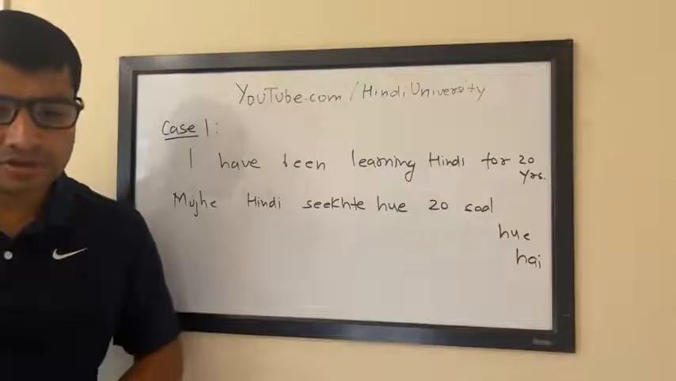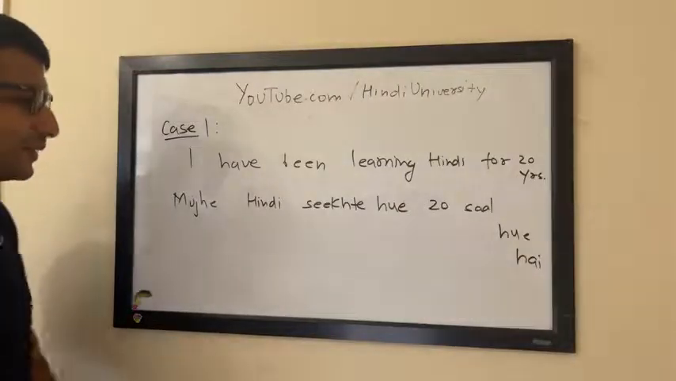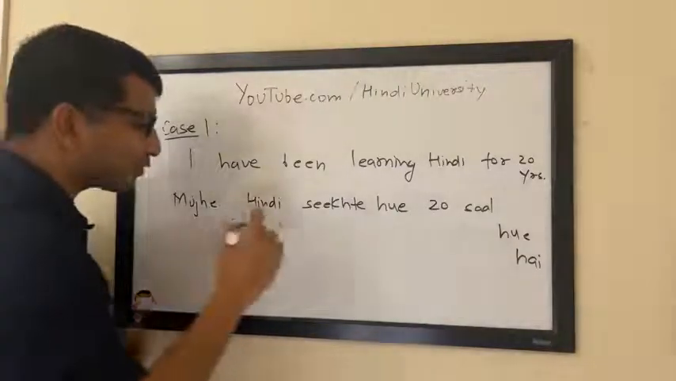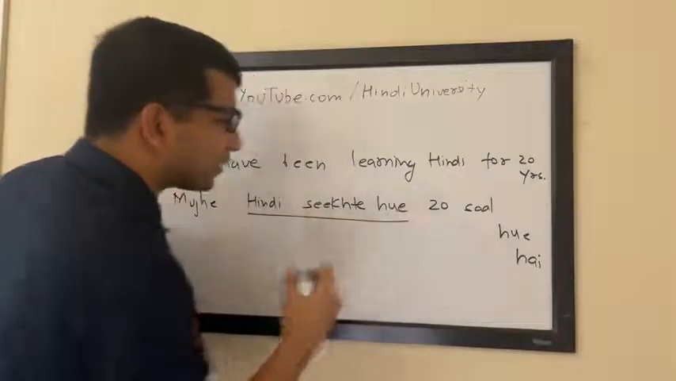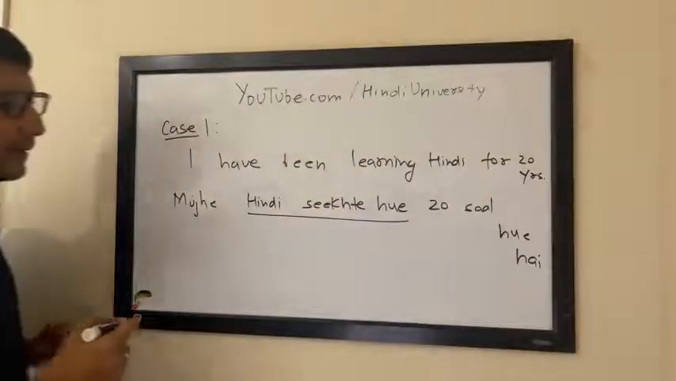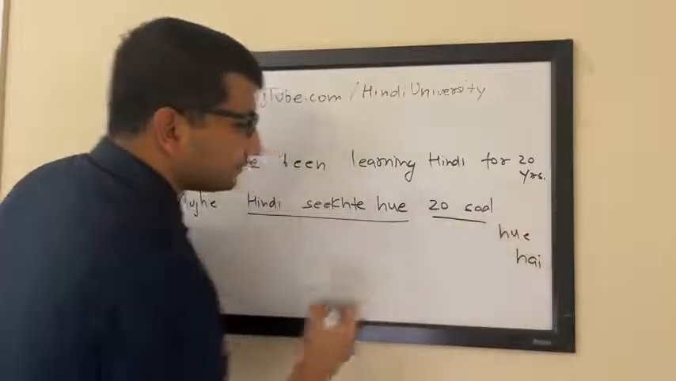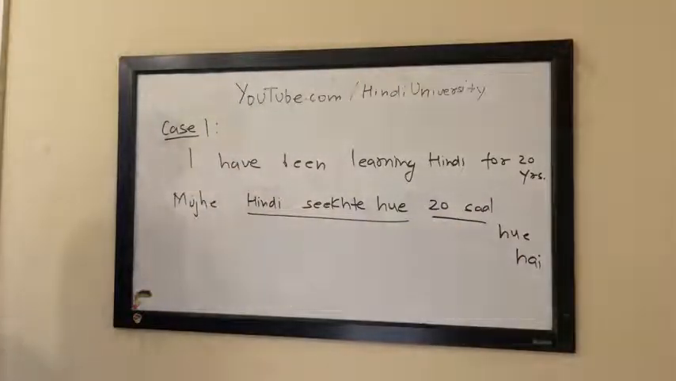Now this is a very complicated sentence, especially if you're learning it not through immersion but through grammar, because many things are coming together here. You focus on this part only, Hindi सीखते हुए, right now, if it is too hard for you. 20 साल is simple, that's not a problem.